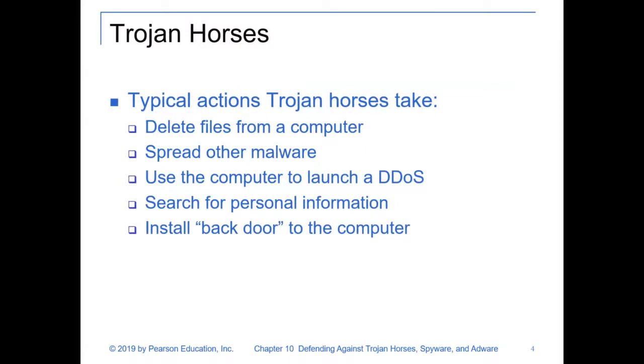We have previously discussed Trojan horses in Chapter 2. A couple of ways that a Trojan horse acts. Some typical actions they take: it deletes files from the computer, it can spread other malware, it can use the computer to launch a DDoS, it can search for personal information, and it can also install a backdoor to the computer.